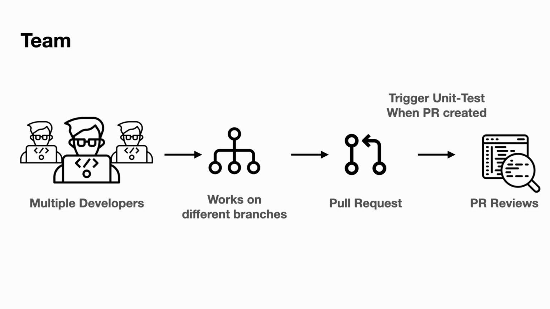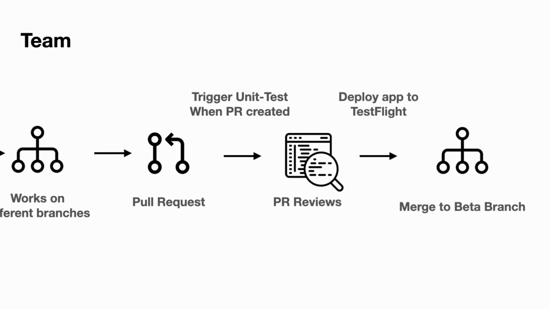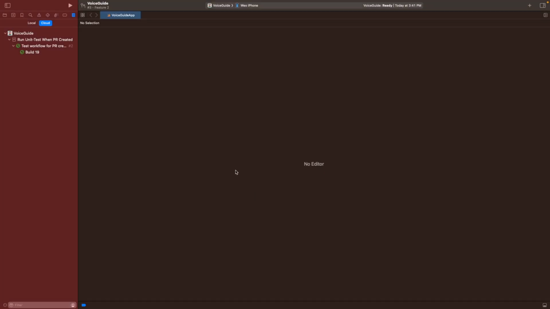In the typical workflow, once a PR review is accepted, it will likely be merged into the main branch or a beta branch. From there, we can trigger the process to send the app for internal or external testing. To continue from the last project, let's create a new workflow.